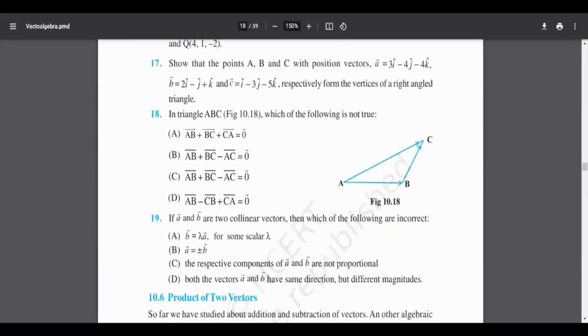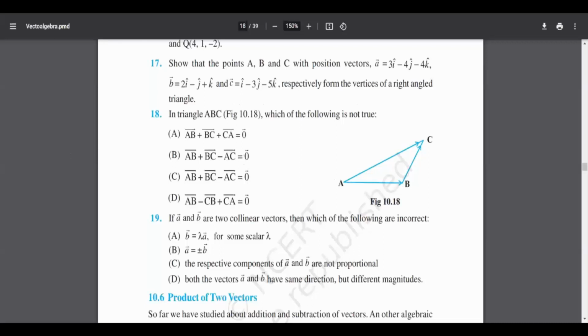In question number 18, you can directly see this is a multiple choice where we need to find which of the following is not correct. AB plus BC plus CA is equal to 0. Obviously AB plus BC plus CA is 0; you can check it easily from the given figure. AB plus BC, so CA is minus AC. So A and B both are correct.